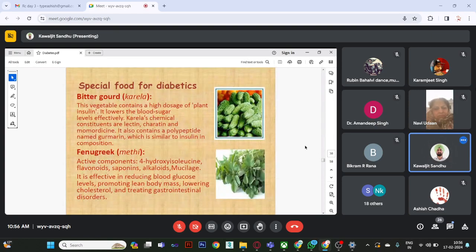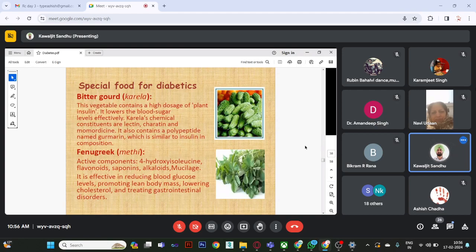I just want to show you some foods which, because of some of their chemical components, have been shown to have beneficial effects for prevention or management of diabetes. Bitter gourd is one example. You might have heard of it because one polypeptide named gurmarin has a composition similar to insulin. That is why it has shown some beneficial effect for management of diabetes.